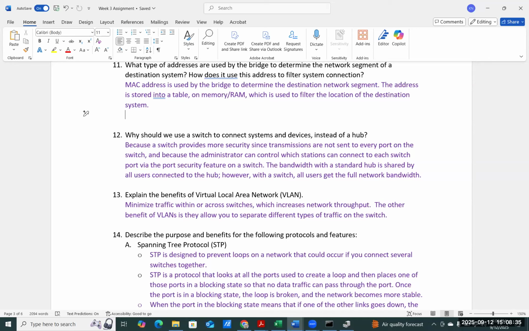Okay, so now you know, right? Always use a switch. A hub, if you have to use it, just know the disadvantage of a hub: the lack of security, and how it uses the bandwidth on the network. So traditionally, the old network, this is what we face, right, with the hub issues.